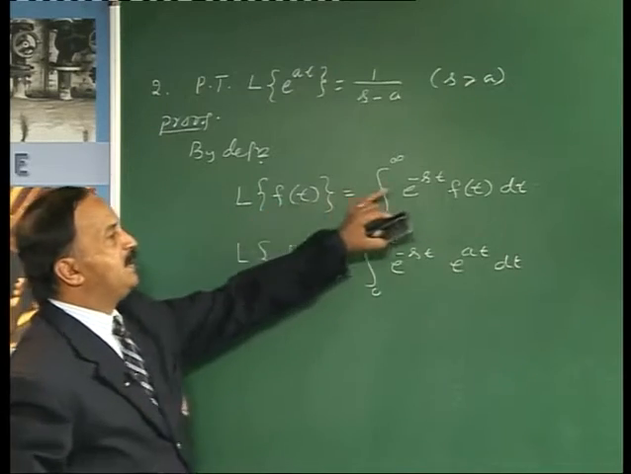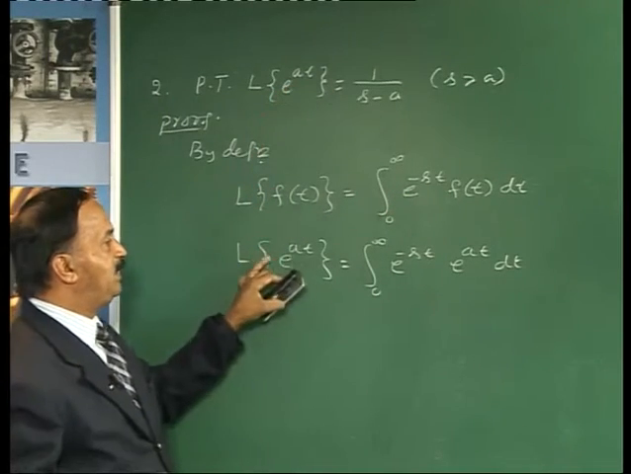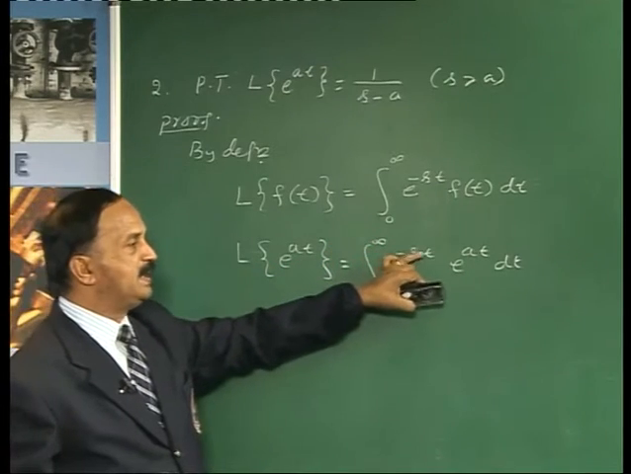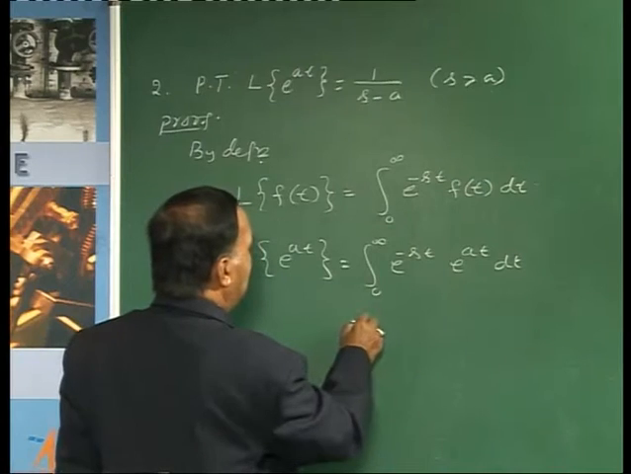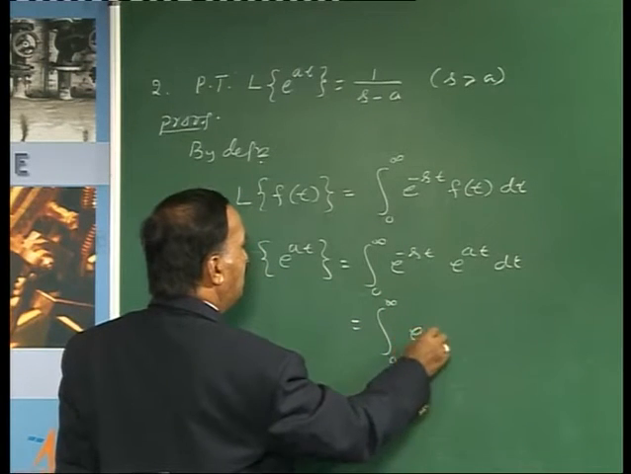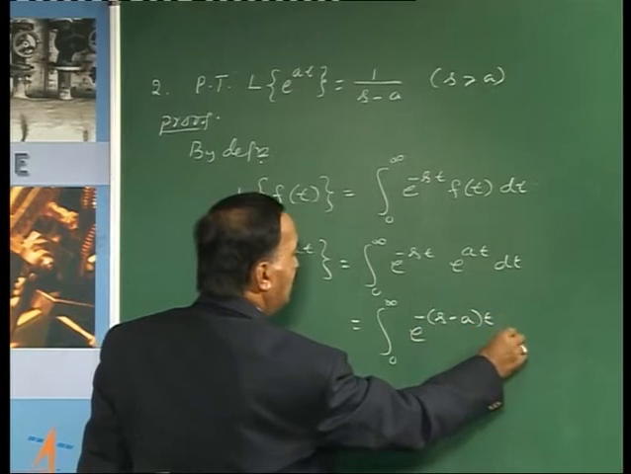That means in place of f of t, you write e to the power of at. So L of e to the power of at is the integral from 0 to infinity of e to the power of minus st times e to the power of at dt. That is equal to the integral from 0 to infinity of e to the power of minus (s minus a) t dt.